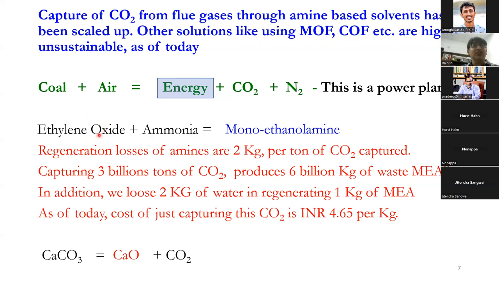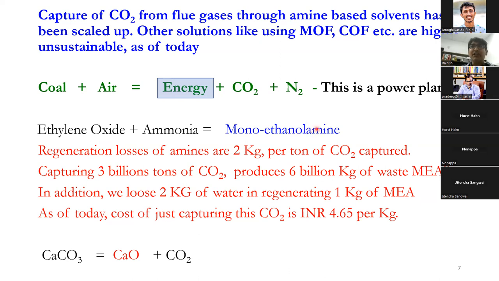Now let's come back to ethylene oxide. Ethylene oxide typically is produced from fossil fuel. There is no other source of ethylene oxide as of today. Now, if you say that you don't want to use fossil fuel, then where is your ethylene oxide going to come from? If you say that this ethylene oxide will come from biomass, then where is the land to grow the biomass which will produce so much ethylene oxide? And we are talking about 6 billion kilograms of monoethanolamine for India alone. You can imagine what would be the requirement for the world.